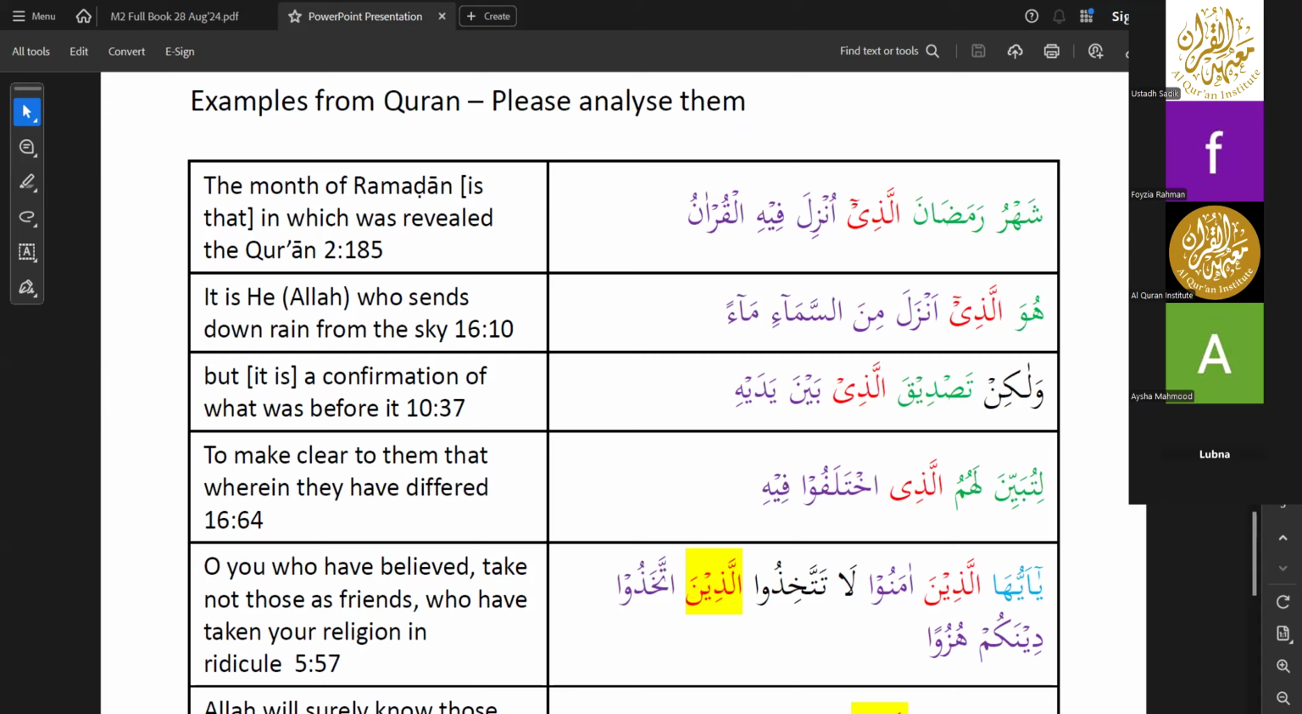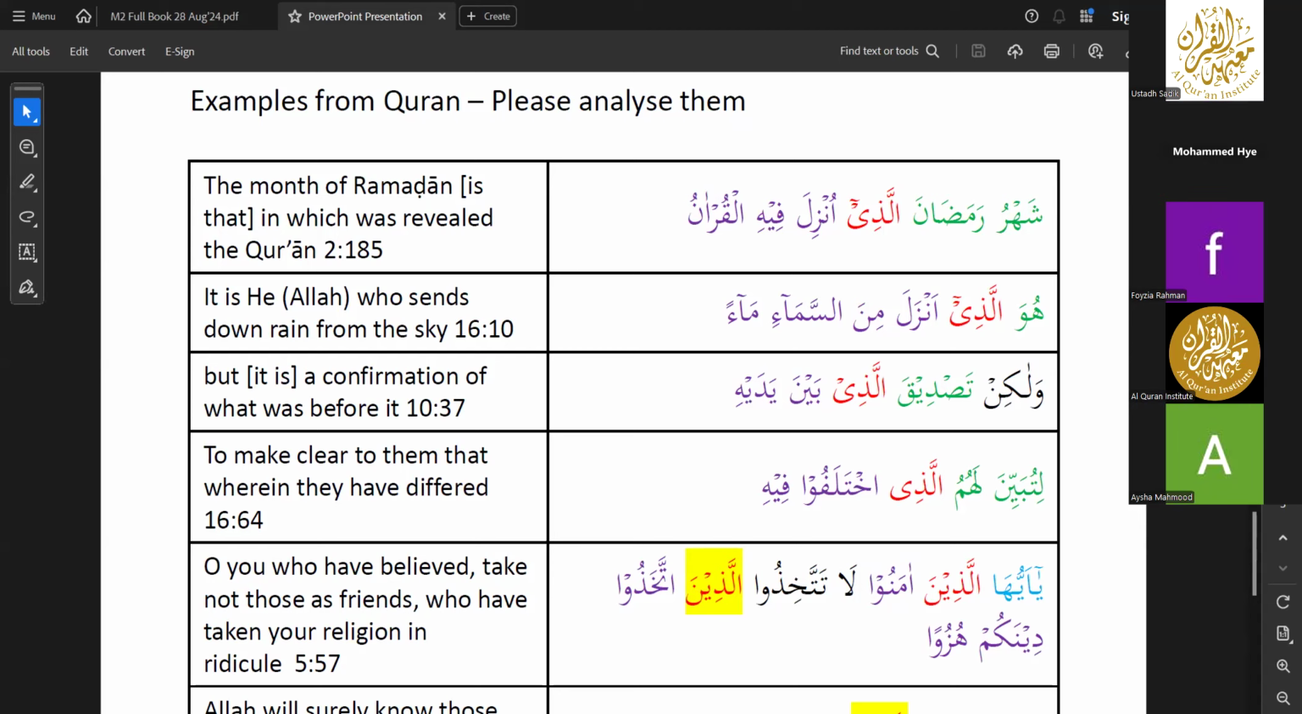Huwa. Where is the damirun aid? Where is the damirun aid? Anzala. No, that's not the correct answer. Wallazi anzala minas samai. Anzala is a verb. The damirun aid has to be pronounced. Where is that damirun aid? Pronoun, hidden. Where is it? Minas samai ma'an? No.